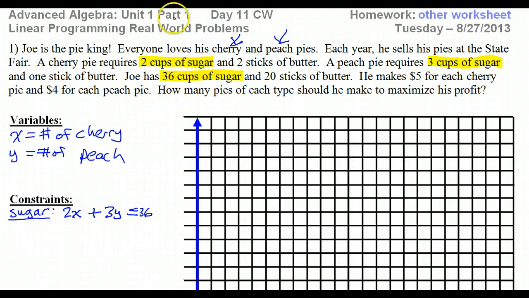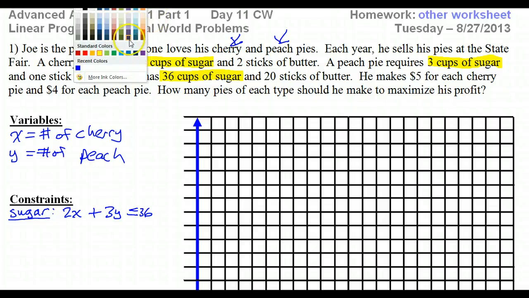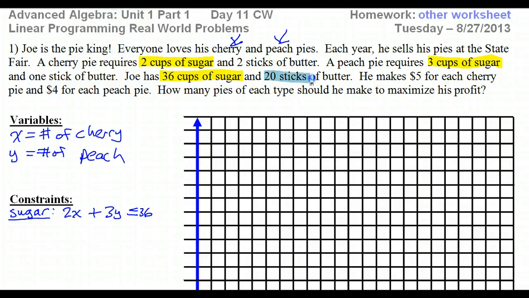Now I'm going to look for another constraint. It's probably near the first one. He has 36 cups of sugar and 20 sticks of butter. Guess what? 20 sticks of butter, that's another constraint. So now I'm going to look through the problem for everywhere they mention butter. Cherry pie, 2 sticks of butter. Peach pie, 1 stick of butter. So look at this: 2 sticks of butter, 1 stick of butter, total 20 sticks of butter.